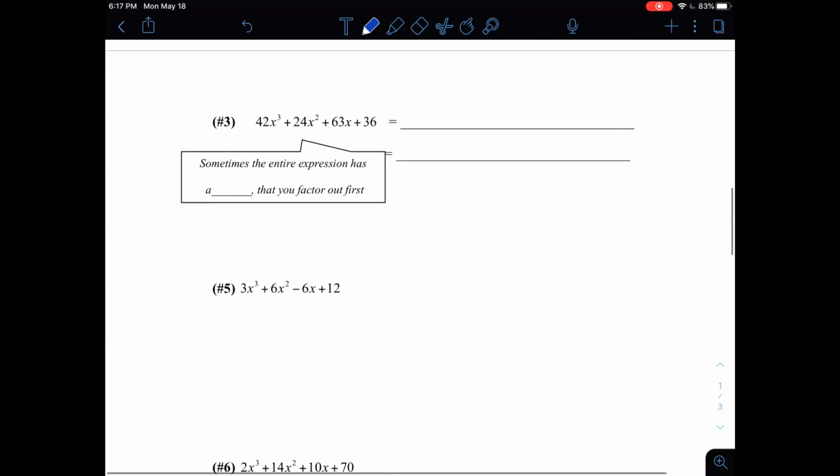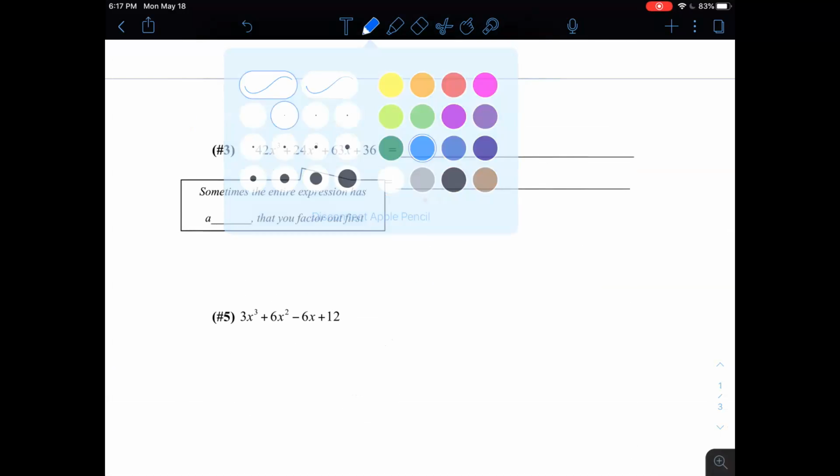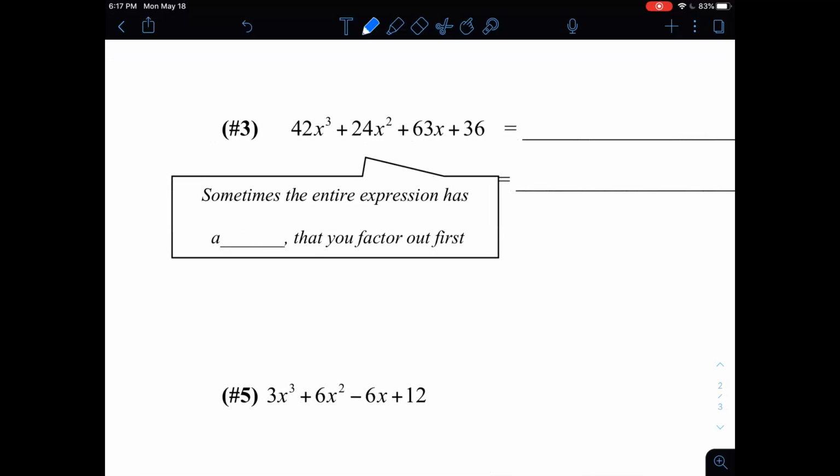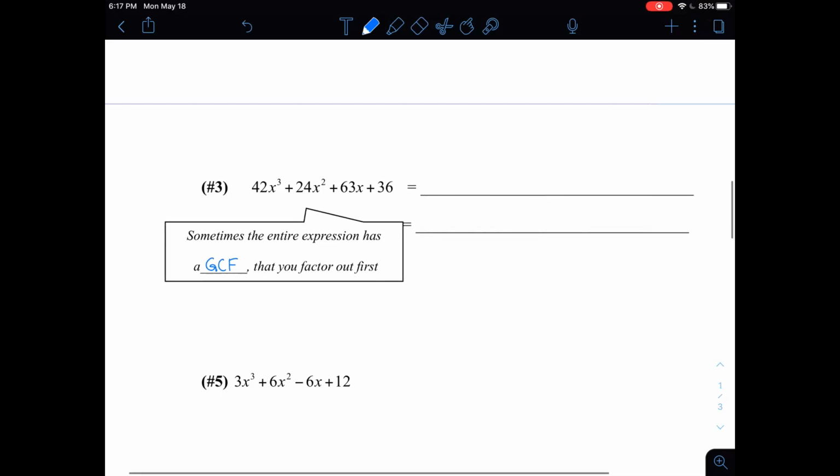All right, moving forward here. We have 42x to the third plus 24x squared plus 63x plus 36. It says sometimes the entire expression has a GCF that you need to factor out first. So sometimes you need to pull out a GCF before you even get started here, okay? So is there a number or an exponent that goes into 42x to the third, all those? Is there a number that goes into all these? It's actually going to be 3.